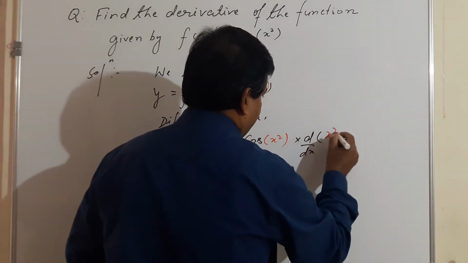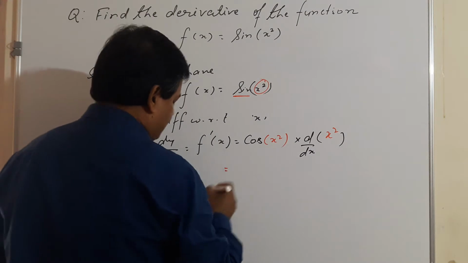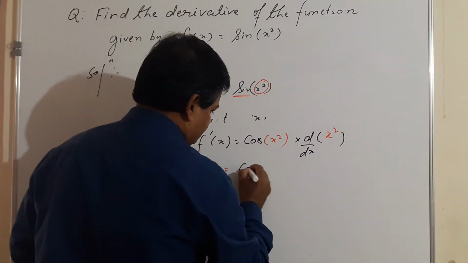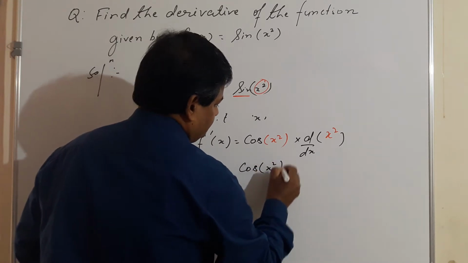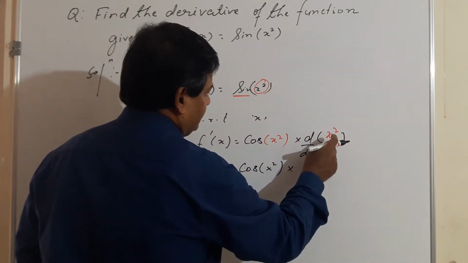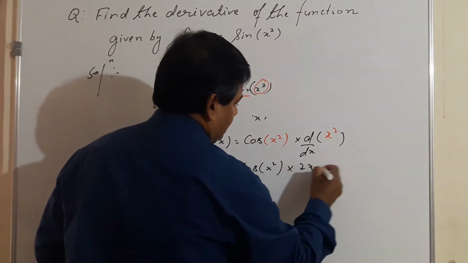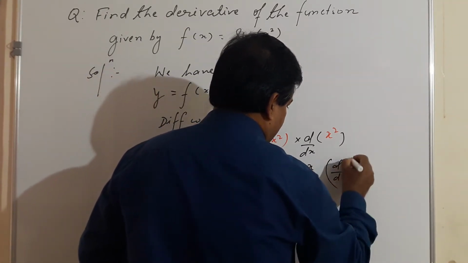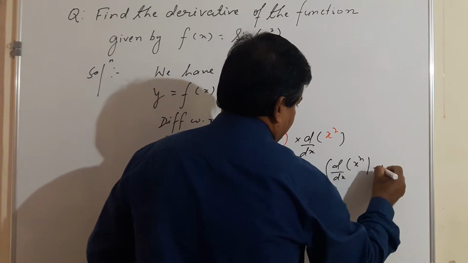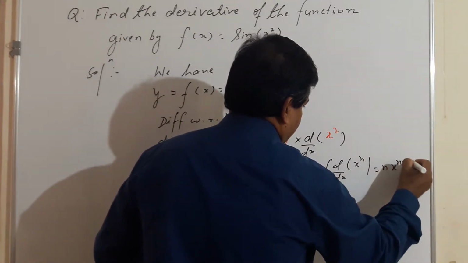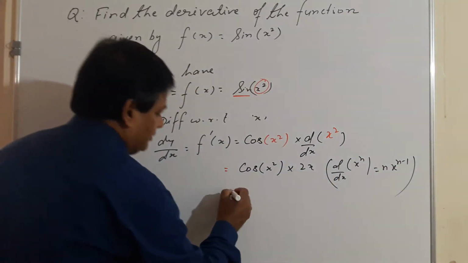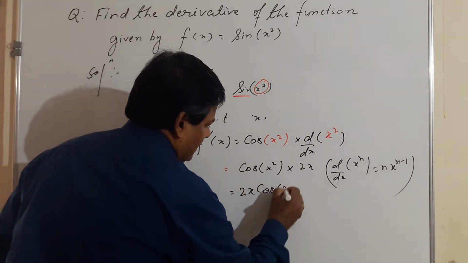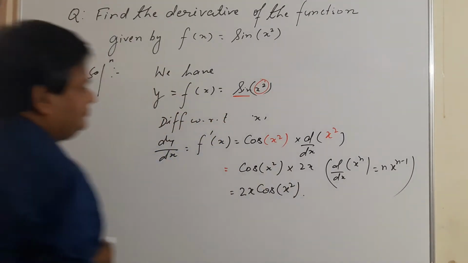Then after differentiating x², it becomes cos x² into the differentiation of x², which is 2x. Use the formula: differentiation of x raised to the power n is equal to n into x raised to the power n minus 1. So this becomes 2x cos x².